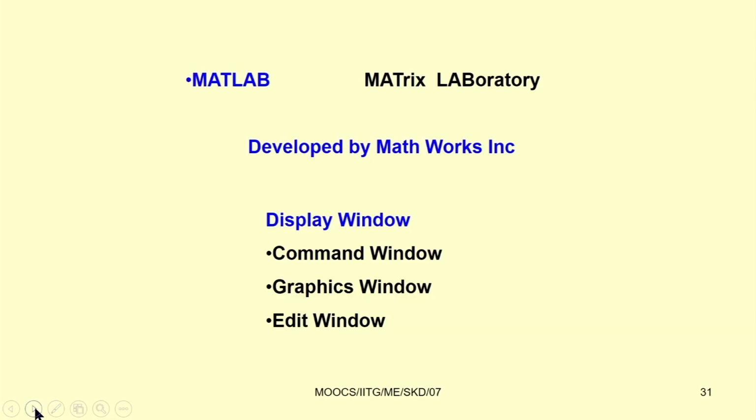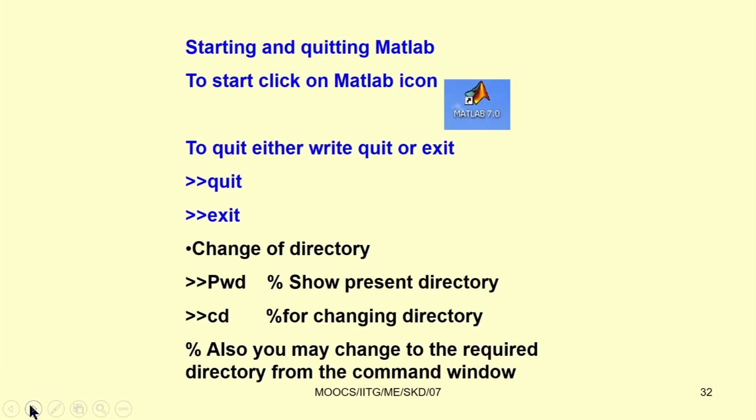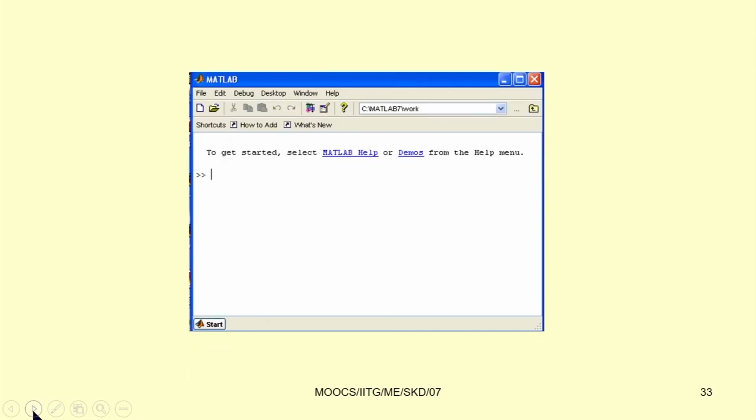MATLAB contains these windows: the display window, command window, graphics window and edit window. You can start by double clicking this icon to start MATLAB, and to quit you can use the word exit. This is the command window, in which you can write any command to execute.